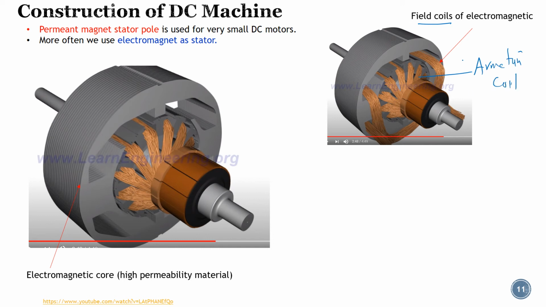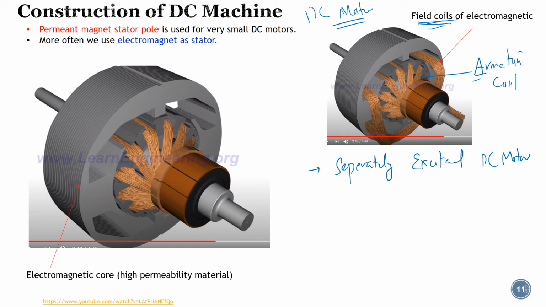If you feed them separately, for example in the DC motor case, feeding the armature coil separately and the field coil separately, then that machine is called a separately excited DC motor. There is another way, where we feed both coils using the same source. For example, you use a DC voltage source here and supply the armature coil using brushes, and then we also feed the field coils using the same source.